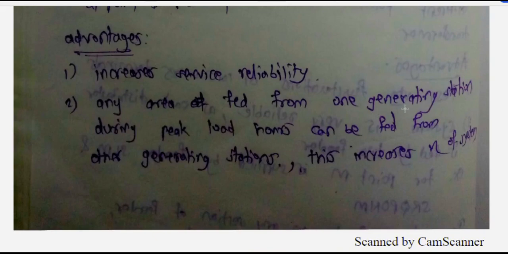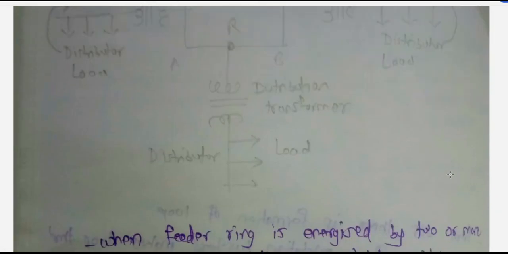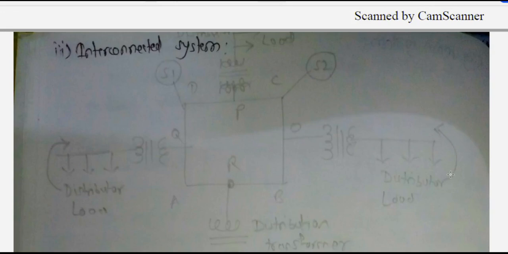Any area fed from one generating station during the peak load hours can be fed from another generating station. This increases the efficiency of the system. So I hope you understood the concept of radial, ring and interconnected systems. So these systems depend on the scheme of connection. In the next class we will discuss the design considerations to make the system reliable.